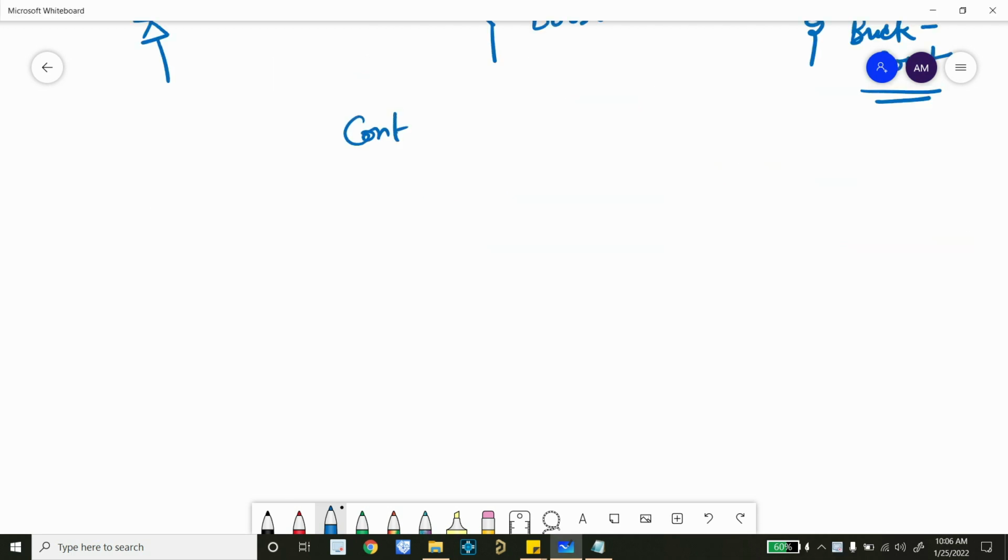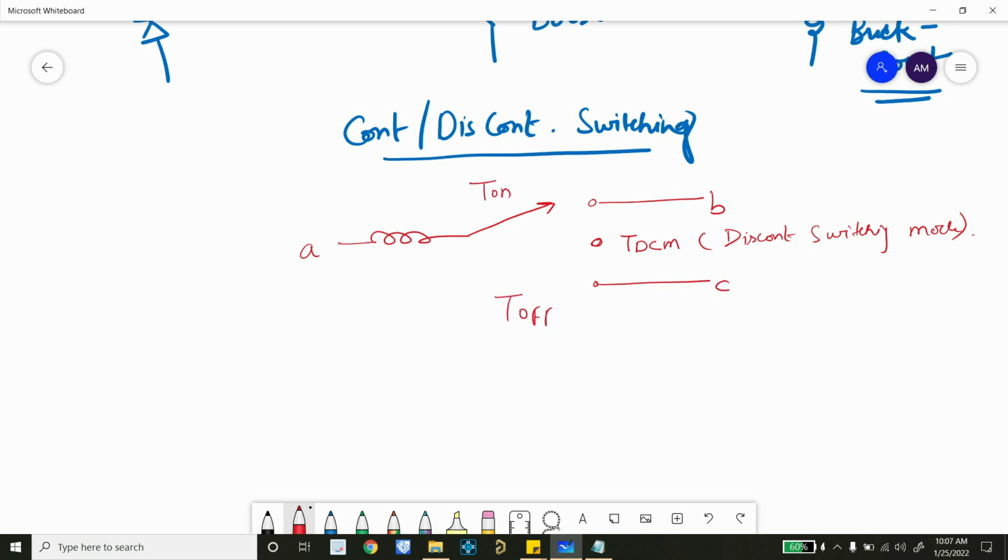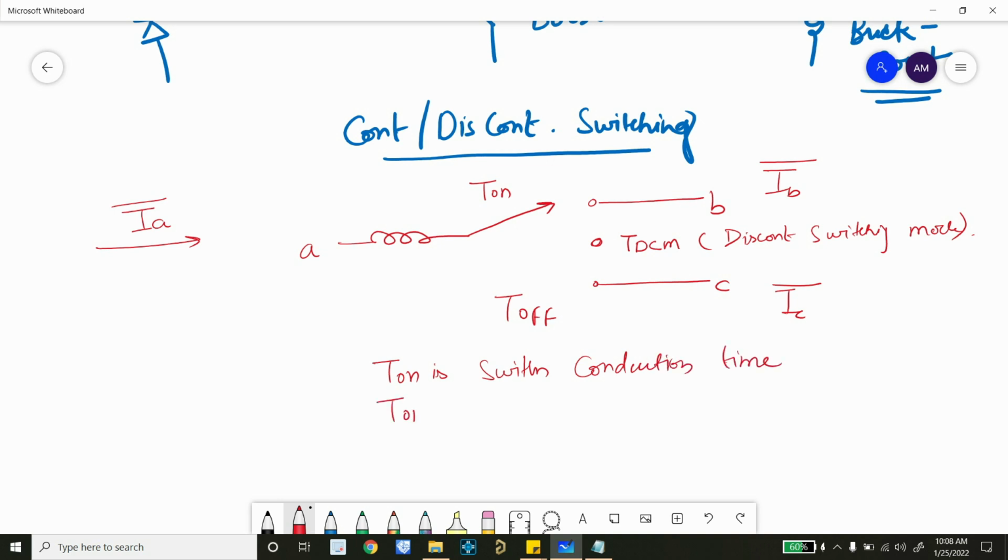Now let's talk about continuous and discontinuous switching. As I have told you, the switching unit consists of diode, inductor and switch. We can also represent it like this: A node, B node and C node, where during T on, that means when our switch is on, the current will flow from A to B node, and when the switch is off, the current will flow from A to C node. But there is one more node between B and C, that will be our discontinuous switching. There we will not get a continuous waveform of switching or charging or discharging of the inductor.